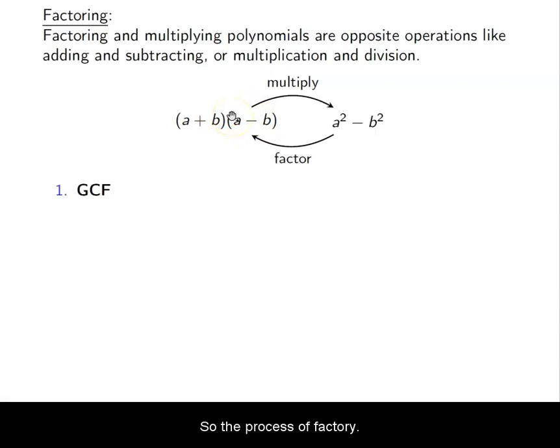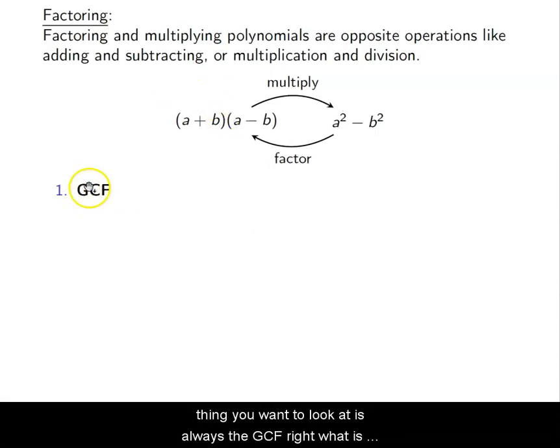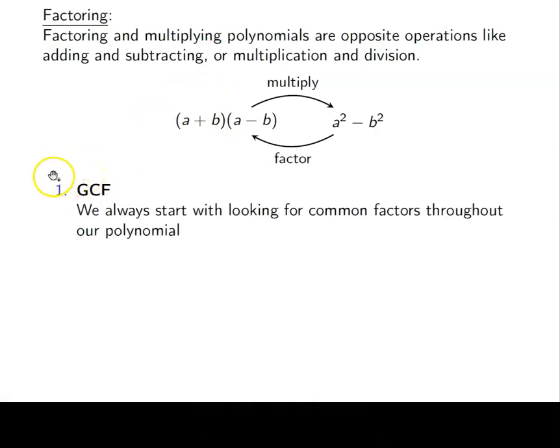So the process of factoring is fairly easy, but you have to be familiar with it, okay? It's more than just, oh, I'm going to factor these two things. There's sort of a process to it, right? There's a hierarchy of what you approach first. So the first thing you want to look at is always the GCF, right? What is the greatest common factor? Is there something that is a common term in every single term that shows up in my polynomial?